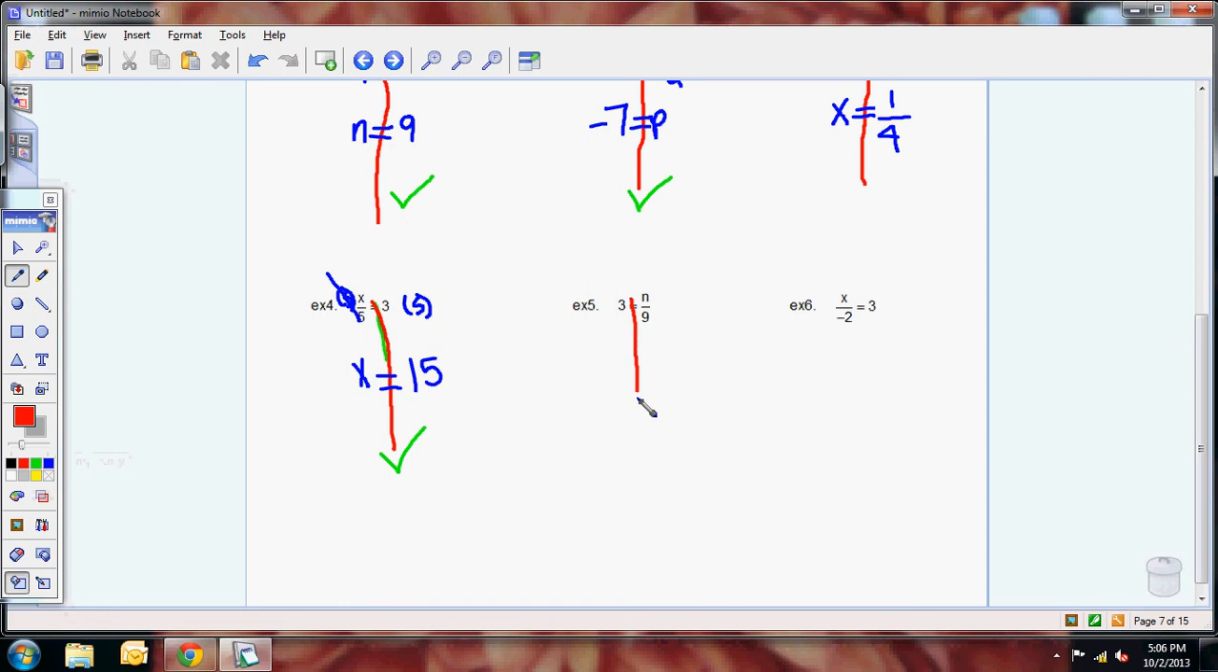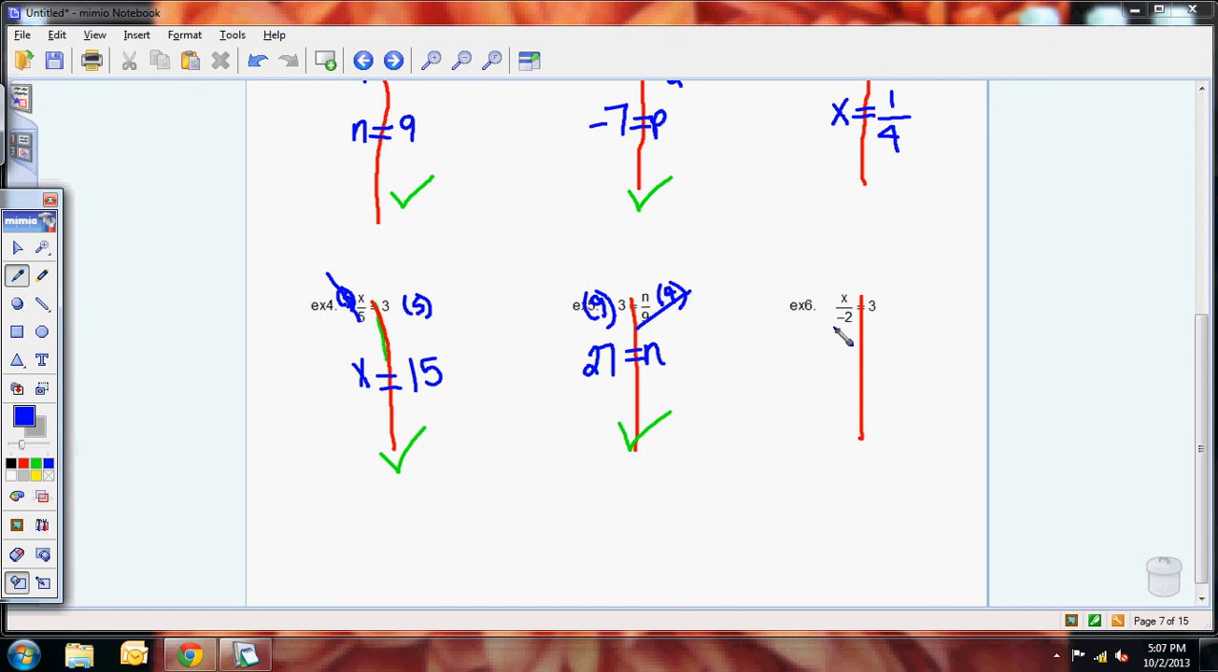This one looks a little strange because it has the variable on the wrong side, but that's okay, you're going to follow the same process. If n is being divided by 9, the opposite would be to multiply both sides by 9. So 9/9 gives you 1n, or just n, and 3 times 9 is going to give you 27. We can check it real quick by plugging this back in. So I have 27 divided by 9. That does equal 3.